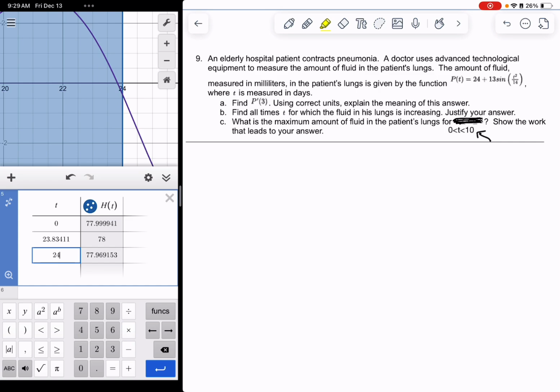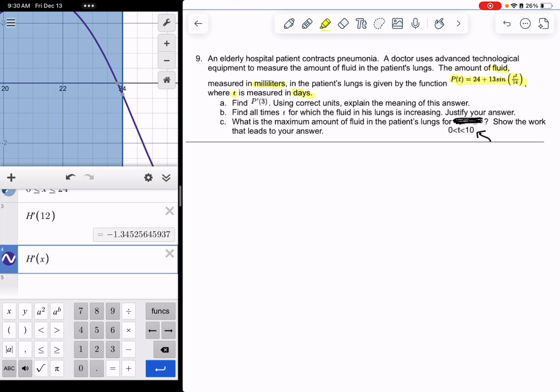We have an elderly hospital patient who contracts pneumonia. The doctor used advanced technological equipment to measure the amount of fluid in the patient's lung. The amount of fluid, measured in milliliters in the patient's lung, is given by the function, and now we have our equation, and t is measured in days. So we have all that information.